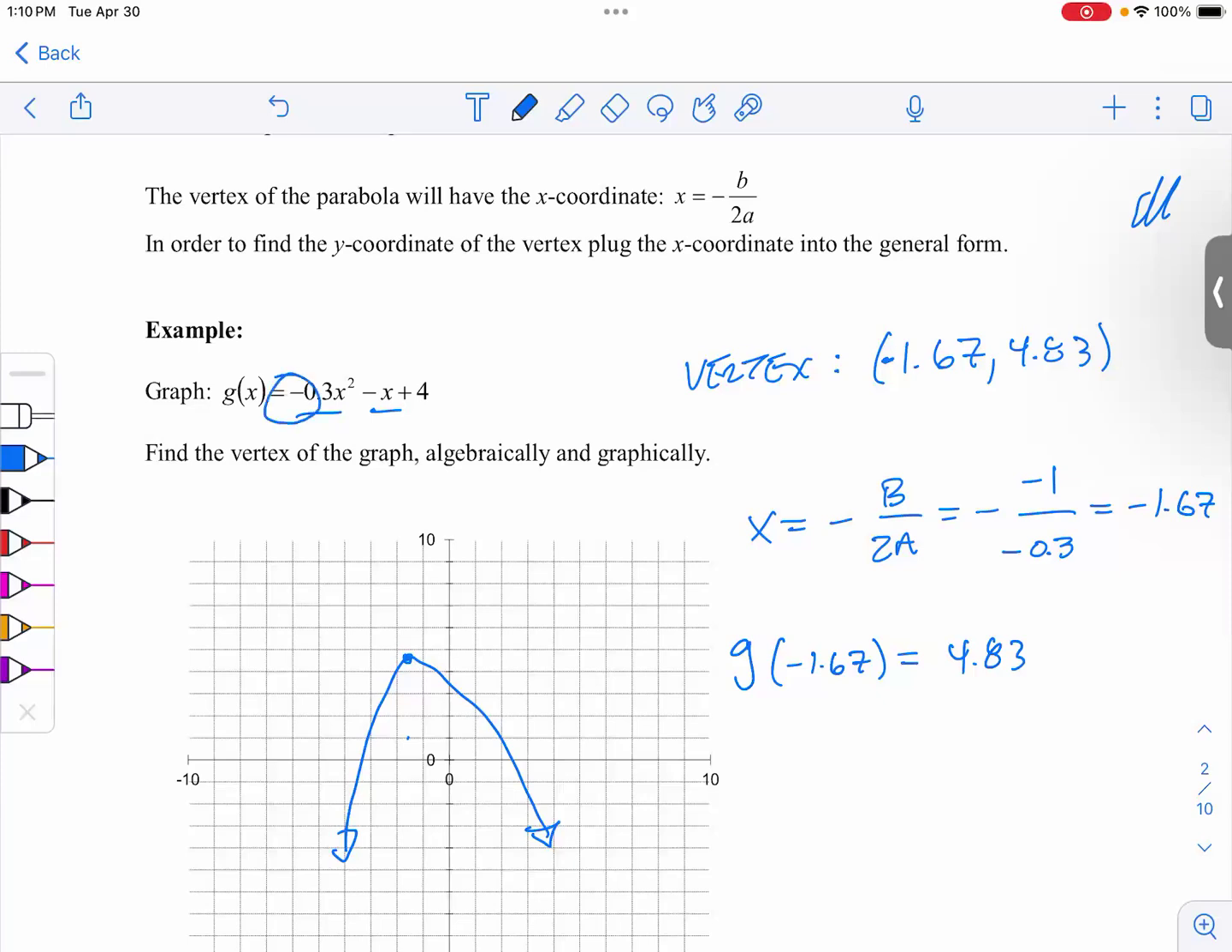The big things are, I mean, ideally we should know all about parabolas by now. It's open down, all right? And do we remember what that 0.3 does? Like that A value?